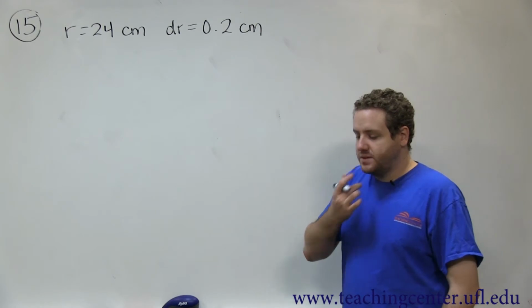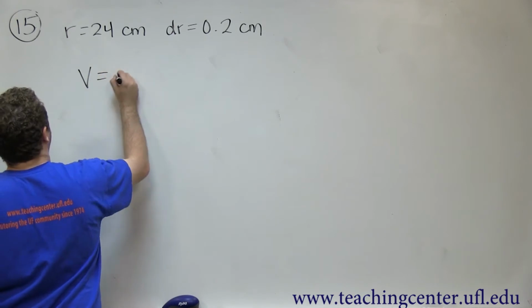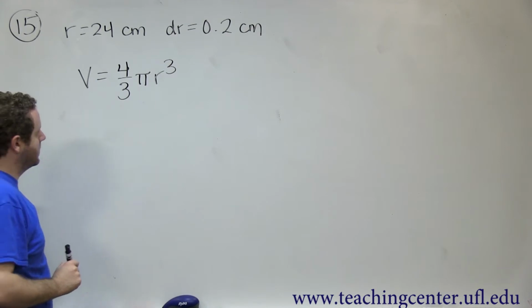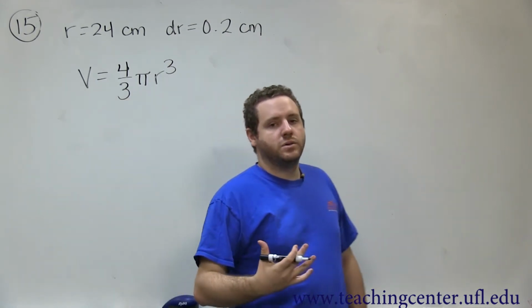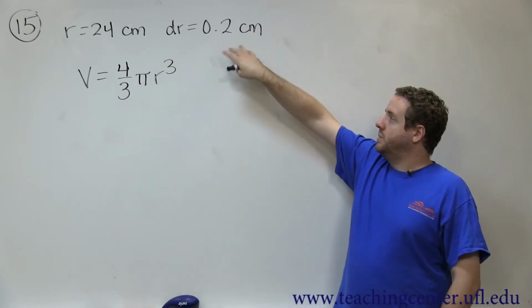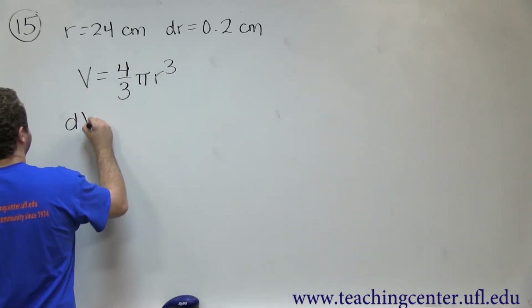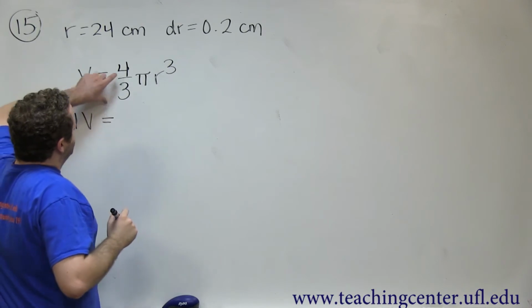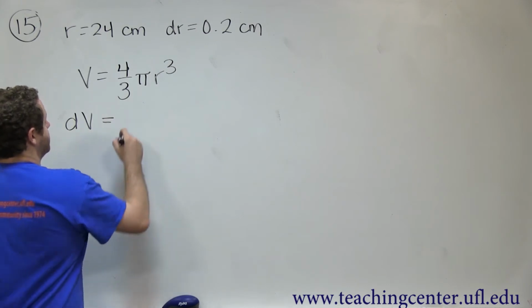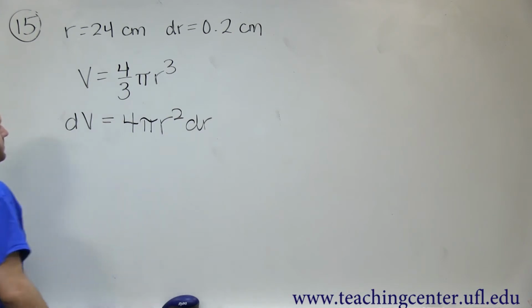Using differentials to estimate the error in volume means we need a formula for volume. The volume of a sphere is 4/3 pi r cubed. If we take the differential of this equation, we will be able to plug in values and get our error in volume. 4/3 pi is a constant, so we're really just doing the derivative of r cubed. If we bring down the 3, it cancels with this 3. So we get dV = 4 pi r squared dr.